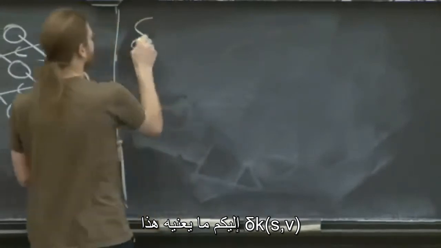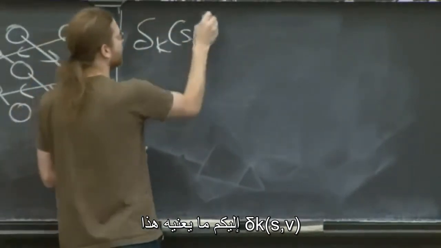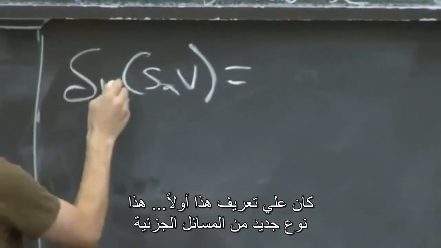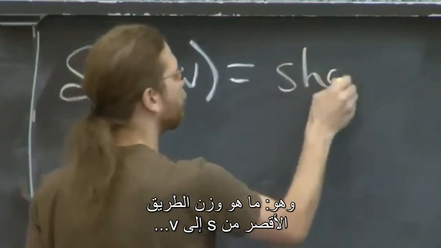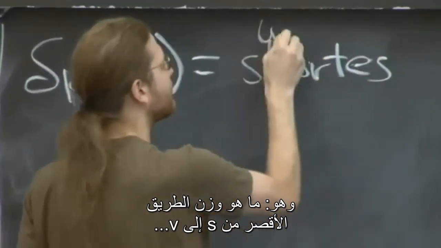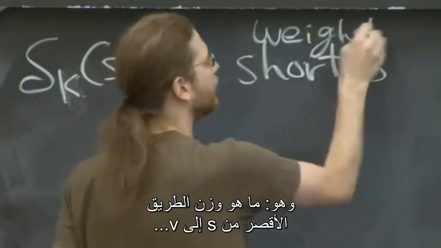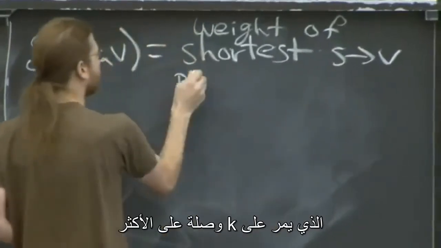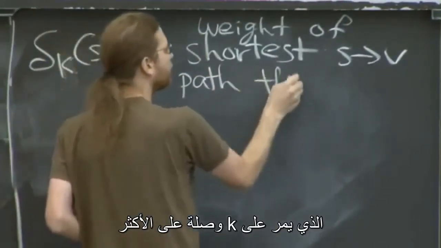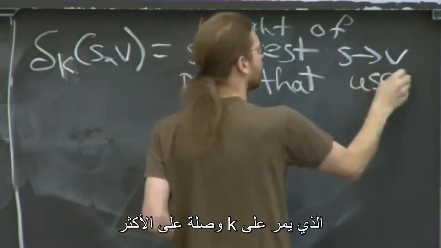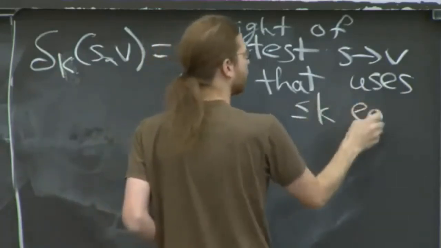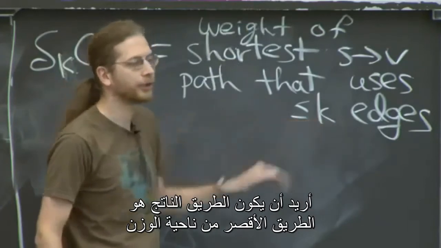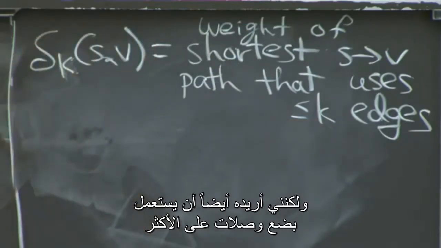Here's what it means. Delta sub k of SV. I'm going to define this first. This is a new kind of subproblem, which is: what's the weight of the shortest S to V path that uses at most k edges? So I want it to be shortest in terms of total weight, but I also want it to use few edges total.